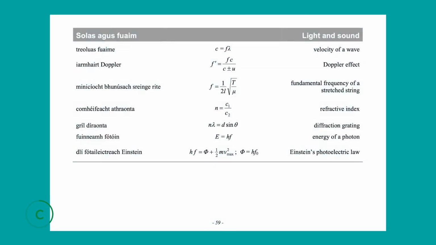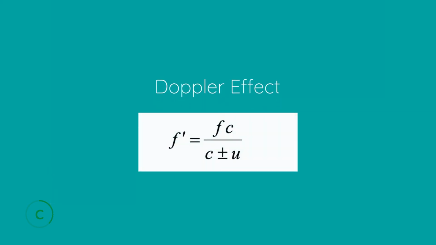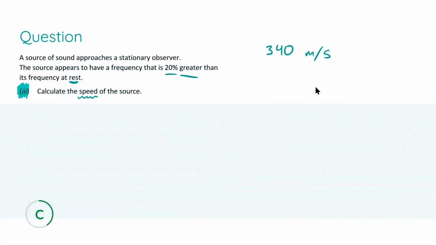If we go to the light and sound section of our log tables, the second formula down is our formula for the Doppler effect. What it says is f prime, which is the perceived or apparent frequency, is equal to the frequency at rest times the speed of the wave in whatever medium you're interested in. In this case, we're interested in the speed of sound, and u here is the speed of the source. If we go back to our question, I'm going to write down that formula.